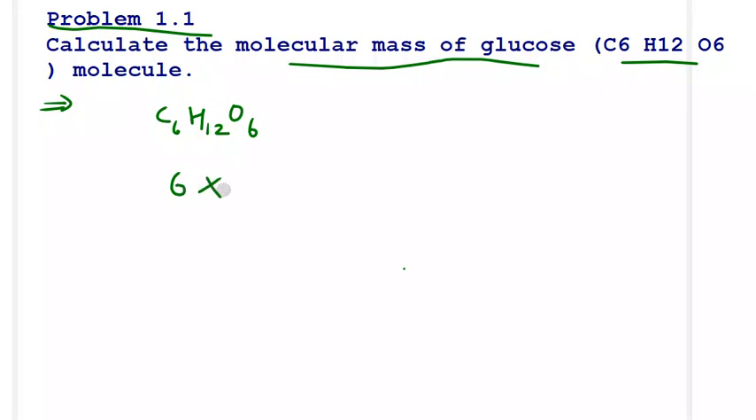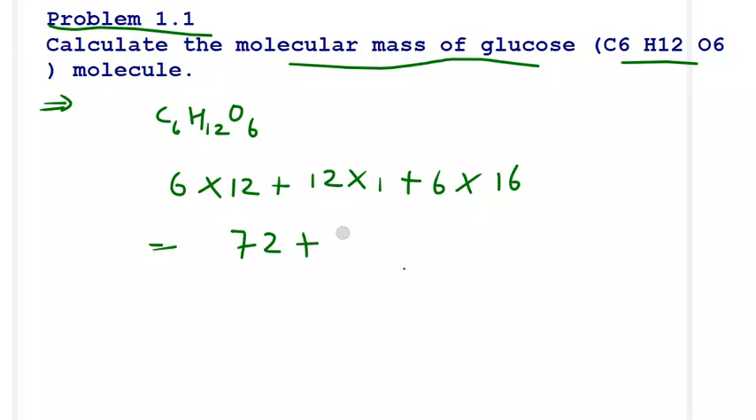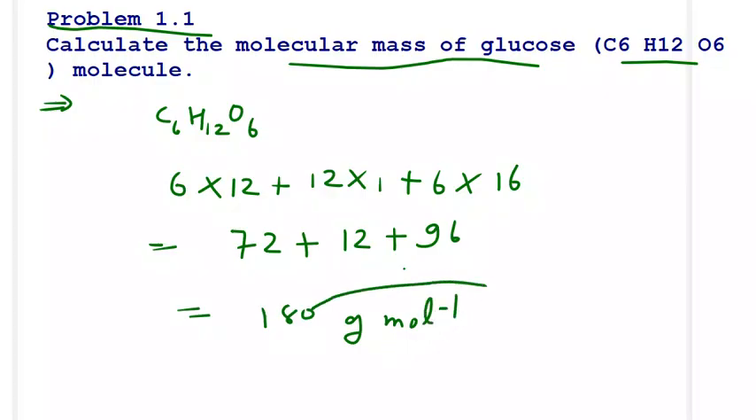In glucose there are 6 carbon atoms and the mass of one carbon atom is 12, plus there are 12 hydrogen atoms and the mass of one hydrogen atom is approximately 1, plus there are 6 oxygen atoms and one oxygen has atomic mass 16. We have to multiply and add this and we got 180 gram per mole. Gram per mole is the unit of molar mass.